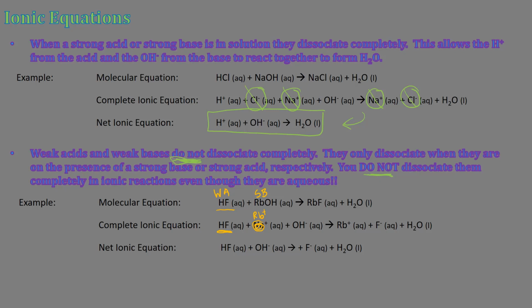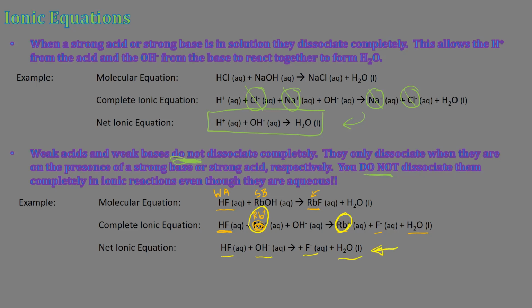All right, so rubidium hydroxide, on the other hand, is a strong base, and so it dissociates into rubidium ions and hydroxide ions. And then rubidium fluoride, since this is an alkali metal, dissociates completely into rubidium and fluoride. And then we also have water, and it doesn't dissociate. So when we go down to write our net ionic equation, the ones that are going to cancel out are the ones that are on both sides of the reaction. So rubidium is the only spectator ion here. So we cancel those out, and we end up with HF plus OH gives fluoride and water.